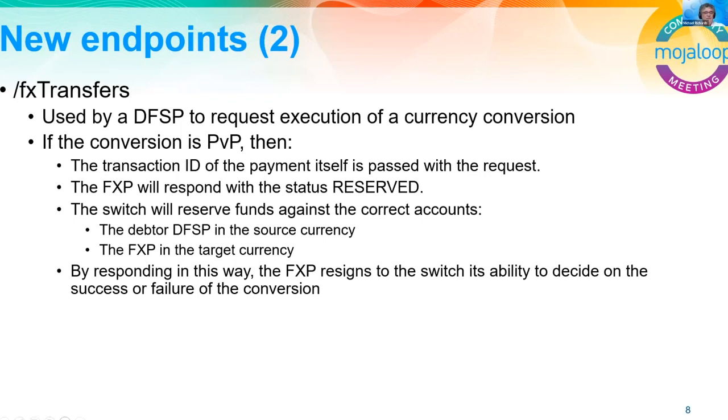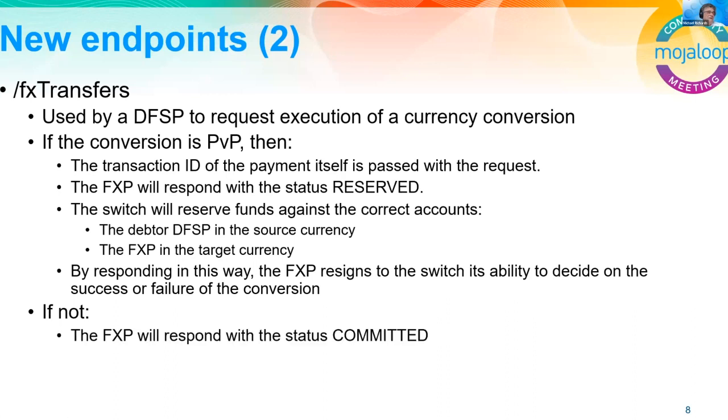So this, again, is something that we would expect to see in the scheme rules, that by responding with a positive response and the status reserved, the FXP is saying, you can decide whether the transfer has succeeded or failed, and I will abide by your decision. As far as I'm concerned, it's succeeded, but it's your decision eventually. If it's not payment versus payment, then the FXP will respond in the normal way with the status committed, and the ledgers will be updated in the normal way.